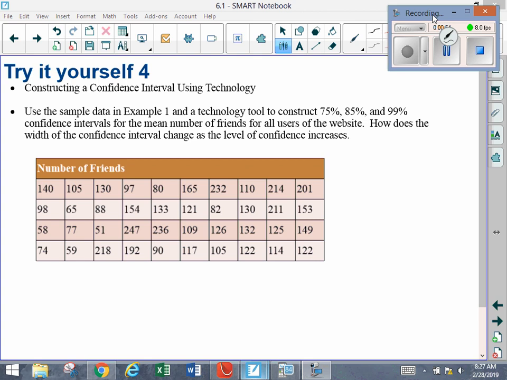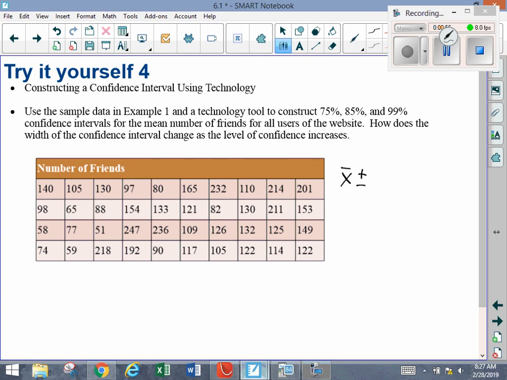Because our formula says that this is x bar plus or minus our critical value, call it z star, times our standard error, right? And so we're going to use our calculator to get this and this. We'll use our table to get this. And we know that n is 30. So we'll go to our calculator.